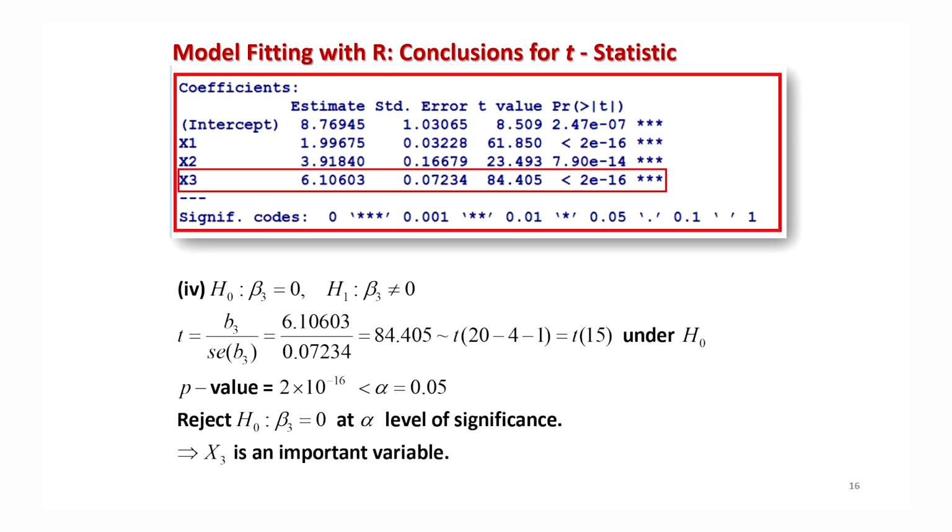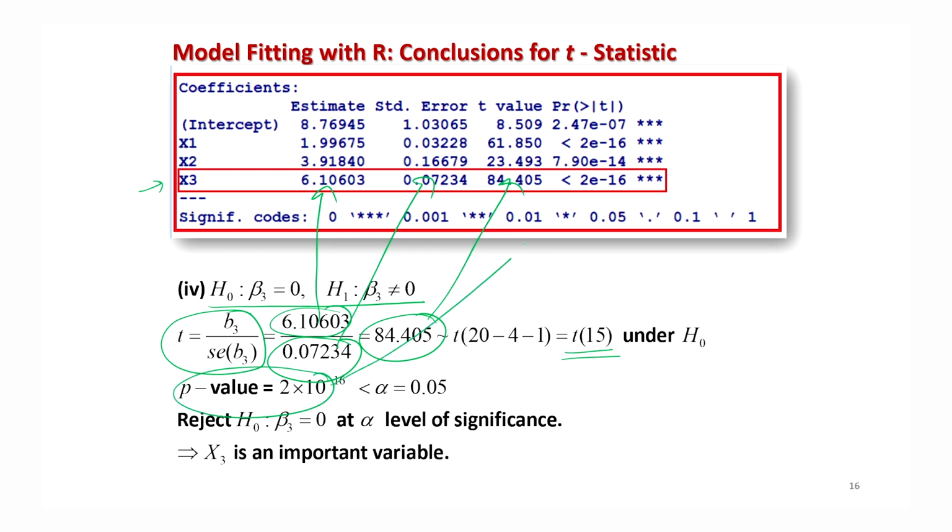Now similarly I come to the variable x3, with the same exercise. In this case my H naught is beta 3 equal to 0, H1 is beta 3 not equal to 0. Similarly I can compute my t statistic as b3 upon standard error of b3. b3 is here, the standard error is here, and this is the p value, again from a t distribution with 15 degrees of freedom. The p value is here 2 into 10 power of minus 16, which is less than alpha equal to 0.05. Hence once again I can conclude that H naught, beta 3 equal to 0, is rejected at alpha level of significance, and hence x3 is an important variable.